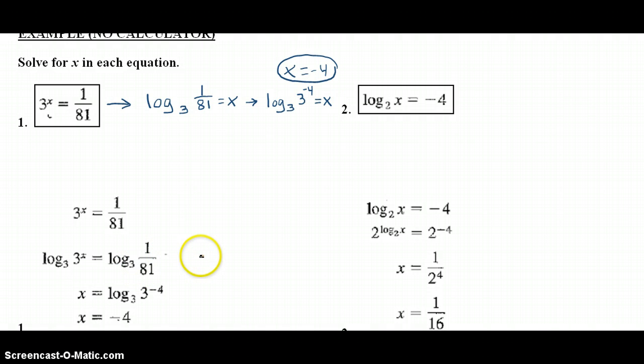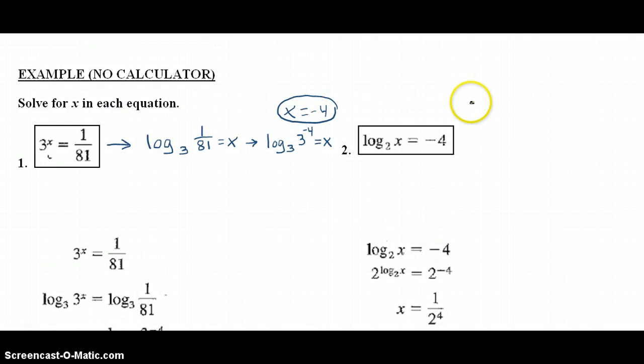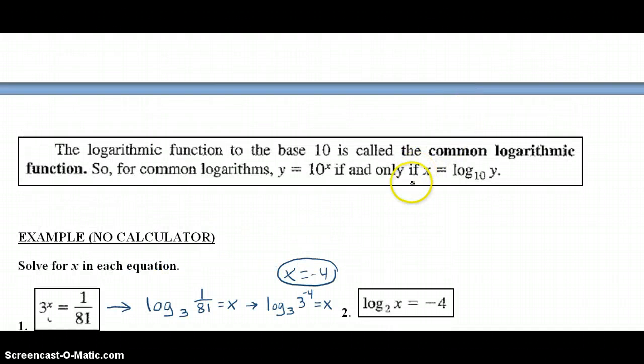Both ways can work. The second example we have here, you're asked to solve log base 2 of x equals negative 4. So if I come up here, this is a logarithmic equation, so I can convert it to an exponential equation, where it would be written as 2 to the negative 4th power equals x, and 2 to the negative 4th power is 1 over 2 to the 4th power, and since 2 to the 4th power is 16, this is simply 1/16.